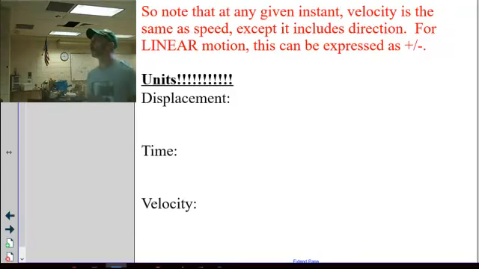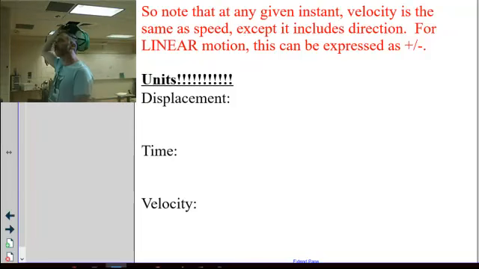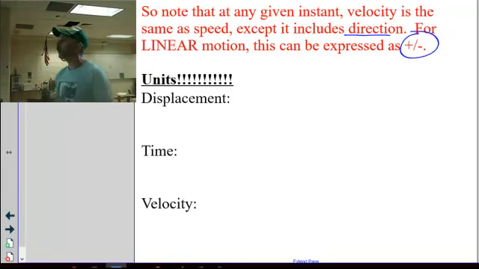Okay. All right, cool. I don't know that we need to say anything else there. All right, so let's chug through a couple more examples. So this last one, I think I already said this, so note that at any given instant, velocity is the same as speed, except it includes direction. So for linear motion, the direction can be expressed as a positive or negative. All right, let's talk units.